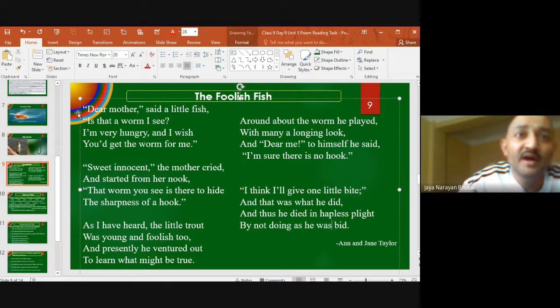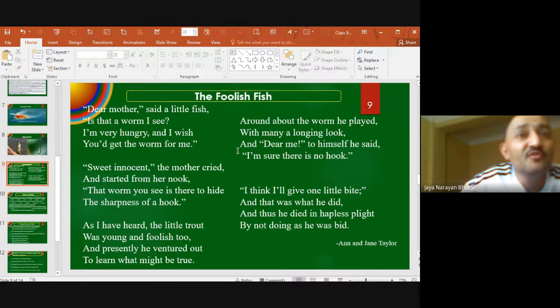And there are 5 stanzas and every stanza has 4 lines each. Let's underline or find out the images. Let's find out the metaphor first. Are there metaphors? Metaphors are things used to describe something without making use of the words like and as. Let's find out if there is any metaphor.